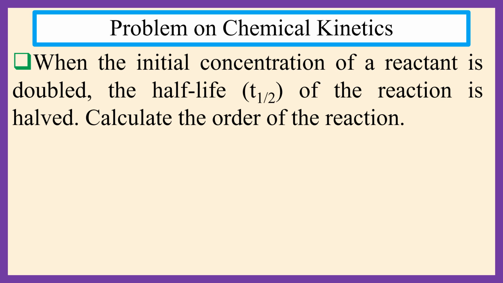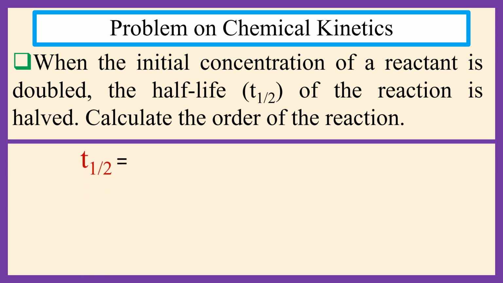Now see the calculation. We know that the half-life, that is T half, for an nth order reaction is equal to K by A to the power n minus 1, where K is the constant, A is the initial concentration, and n is the order. We mark this equation as equation 1.